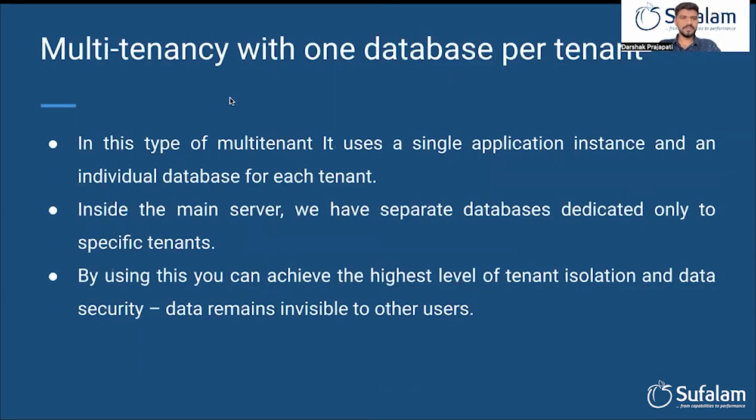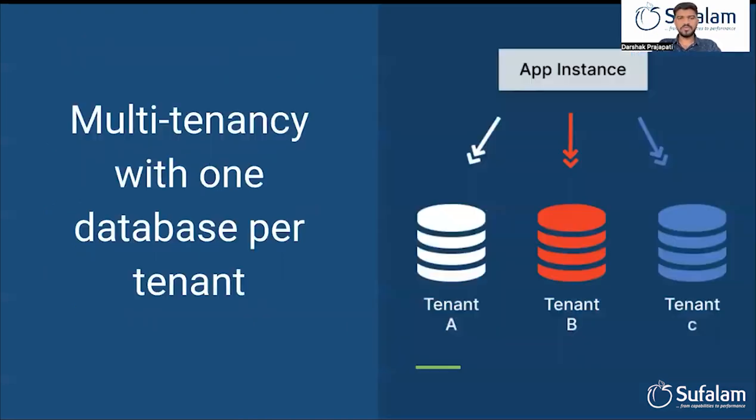The other one is multi-tenancy with one database per tenant. In this type of multi-tenant, it uses a single application as in the previous type, but here the databases are separate for each tenant. Inside the main server, we have separate databases dedicated to serve only the specific tenants. By using this type of architecture, you can achieve the highest level of tenant isolation and data security. For that, data remains invisible to other users.